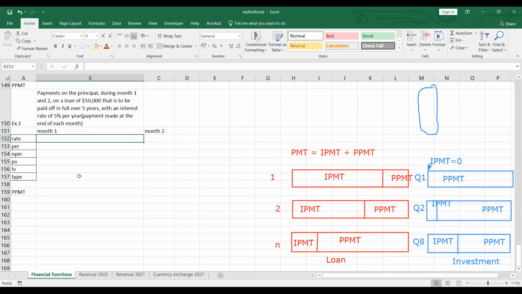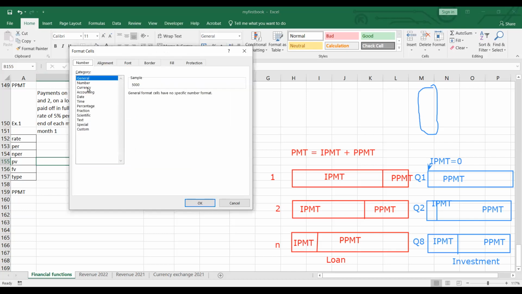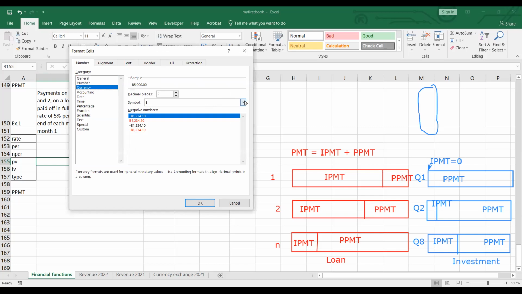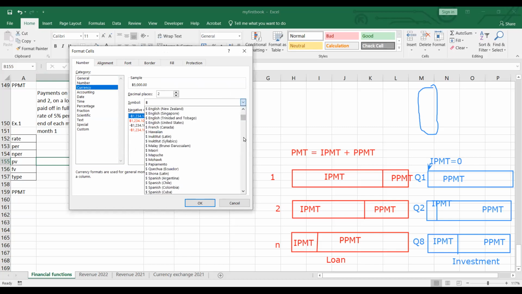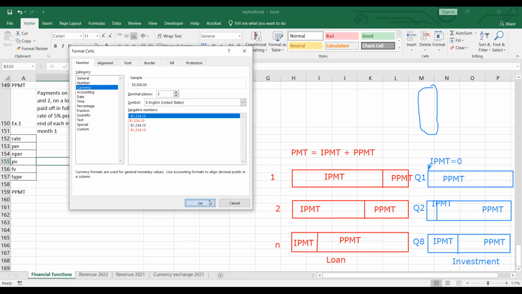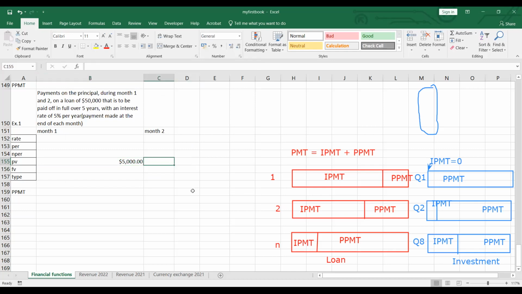This case is a loan of 50,000, so on day 1 you have the money with you. I put present value in here. I'm focusing on month 1 only, and then I'll copy it into the month 2 position and change just the period to period 2. We want to pay it off in 5 years, so FV is 0. The interest rate is 5%, and we have to make it a percent per month.